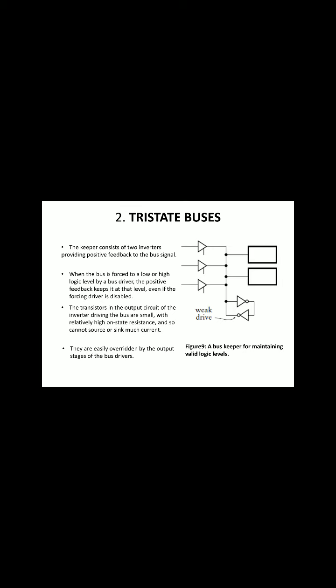Whenever data float occurs, this weak driver will help in stabilizing the particular logic value. When the bus is forced to a low or high logic level by a bus driver, the positive feedback keeps it at that particular level even if the forcing driver is disabled. Disabled means that if the data float occurs, this weak keeper will avoid it by giving positive feedback. The transistors in the output circuit of the inverter driving the bus are small with relatively high on-state resistance, and so cannot source or sink much current.